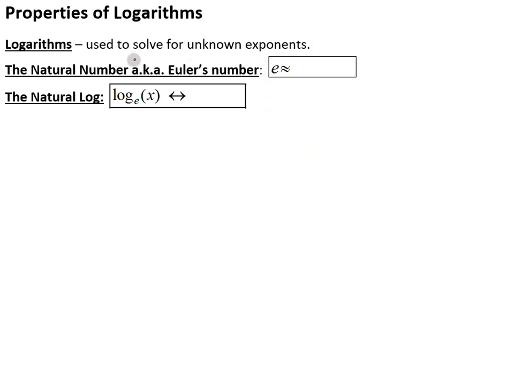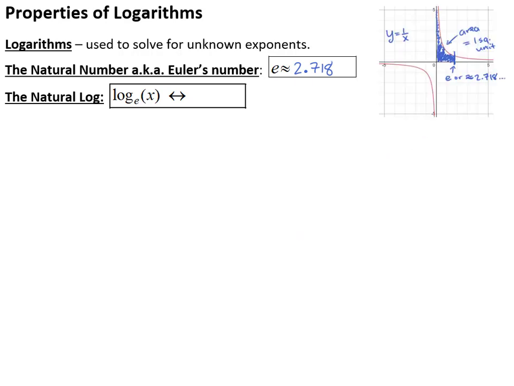And it has to do with a new irrational number, which means as a decimal it goes on and on forever and never repeats, very similar to pi. This number is called the natural number, aka Euler's number, and its decimal approximate value, if we go to 3 decimal places, is about 2.718. And this does have to do with natural growth rates and things that occur in nature. It comes up a lot.